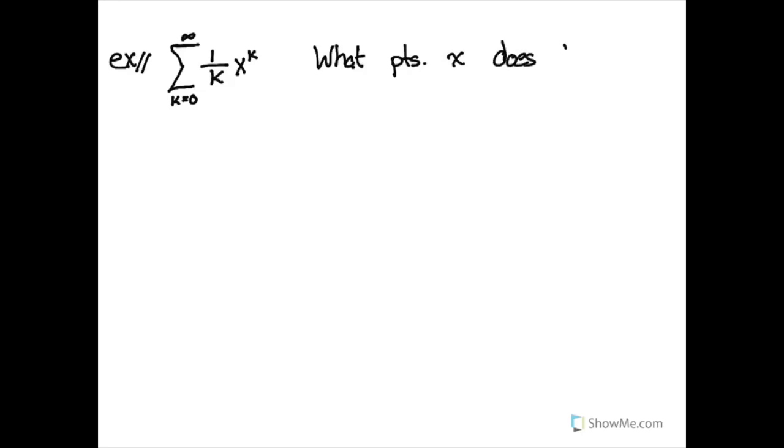So the first example we're going to look at is this. Let's consider the power series the sum of 1 over k times x to the k, k starting at 0 to infinity. And the question is, at what points x does the power series converge? And this is a power series centered at 0.